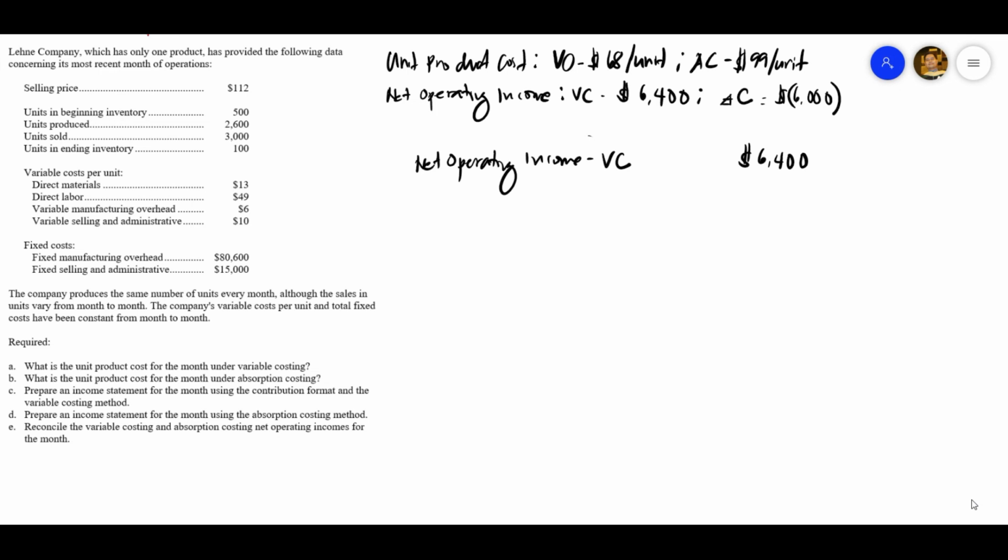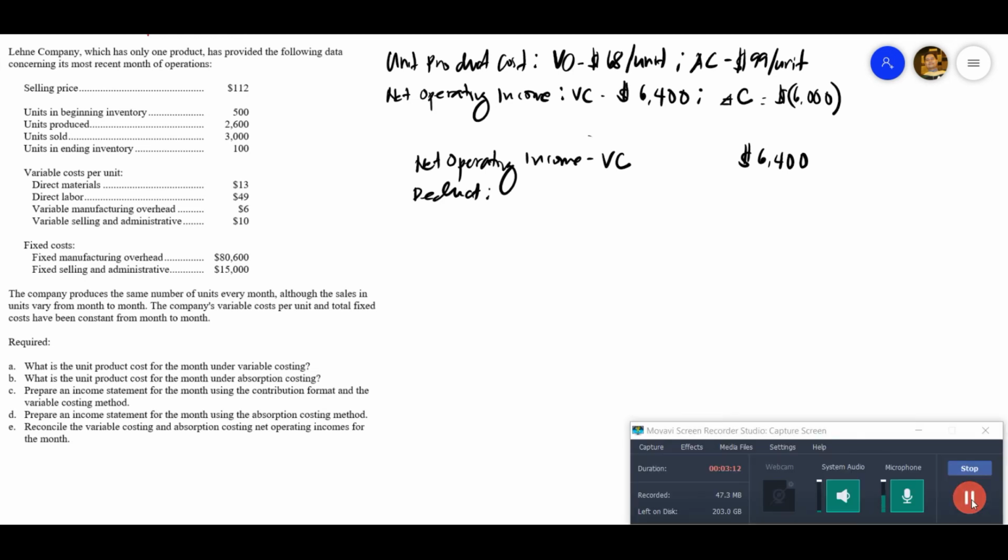Okay, so let's solve this reconciliation. So we have here your net operating income under variable costing, 6,400. So what do we do now? We deduct your, what? Fixed manufacturing overhead.